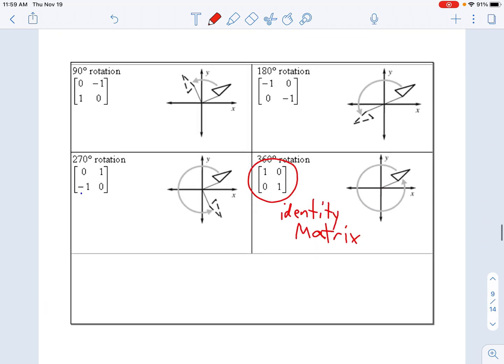You can also use matrices. You can see each of your rotations has its own rotation matrix to it. That 360-degree rotation, we know it gets us back to where we started. It is known as your identity matrix because it's going to put you right back to where you were. It's not going to change any of your values.